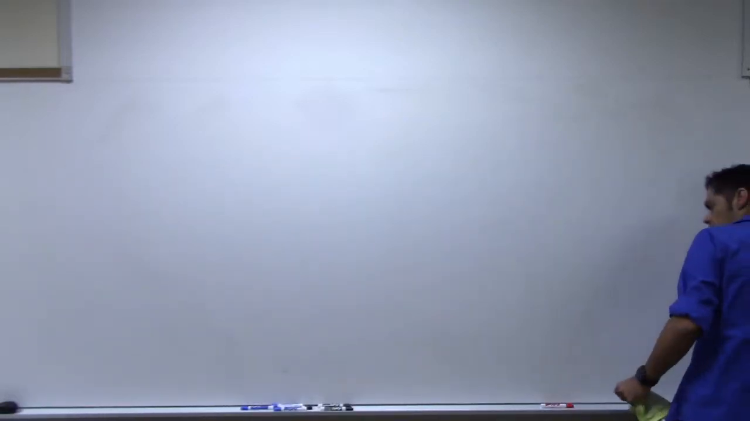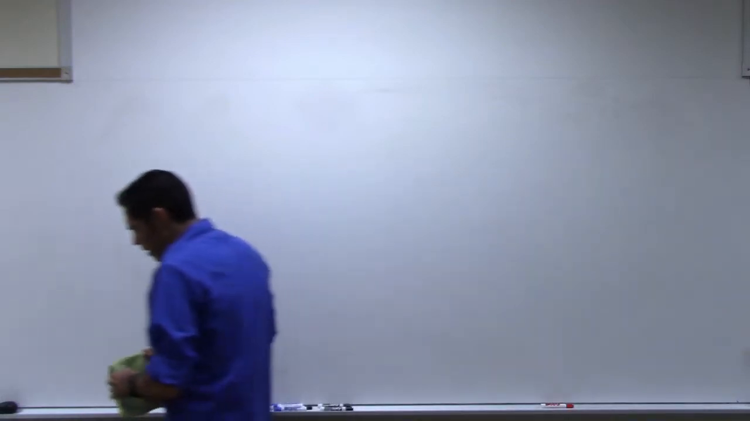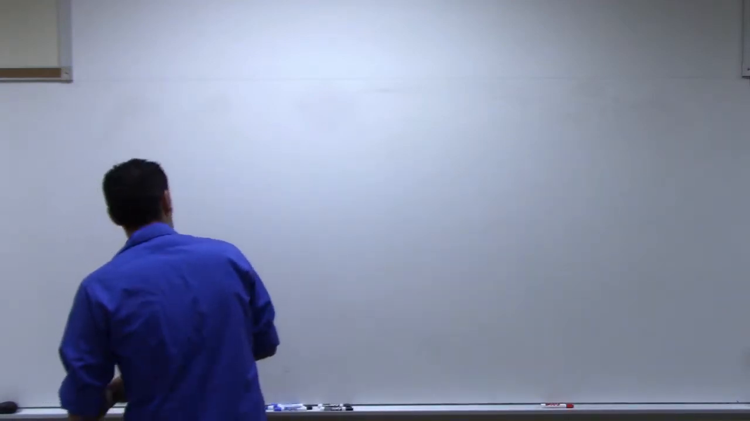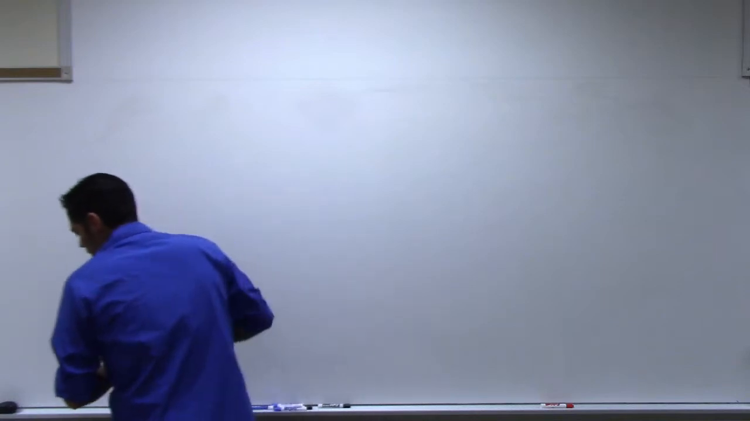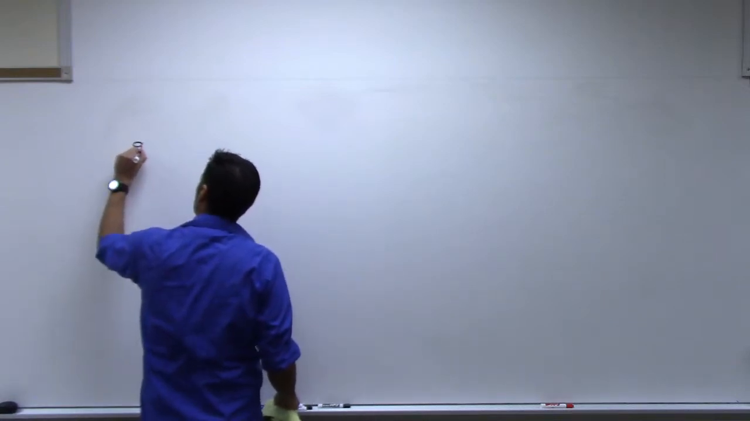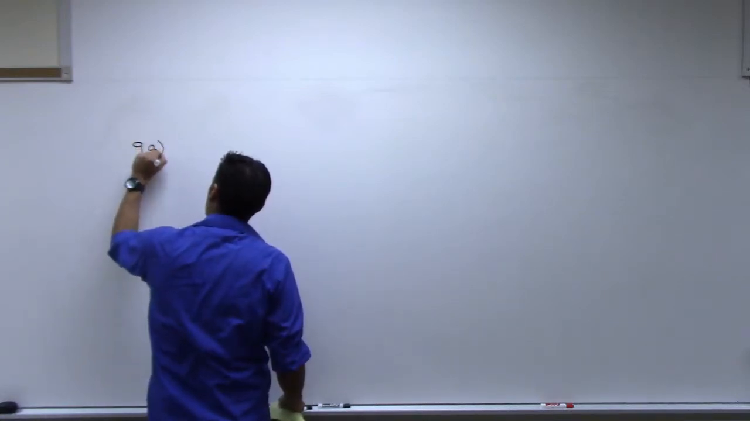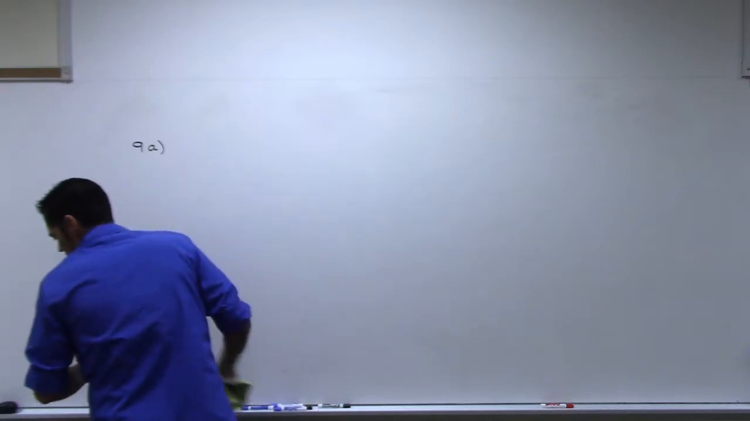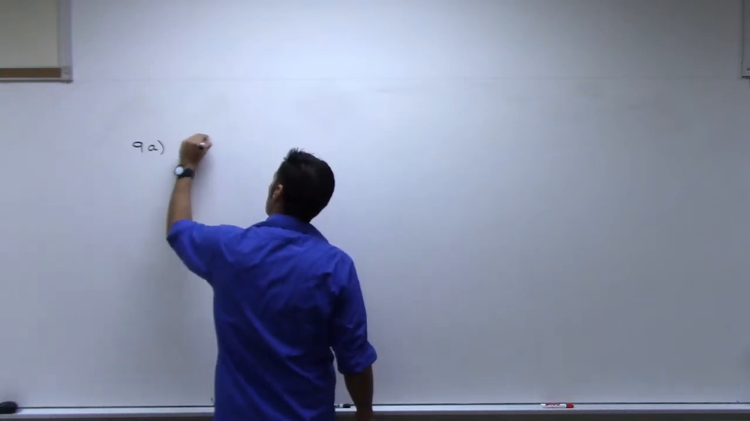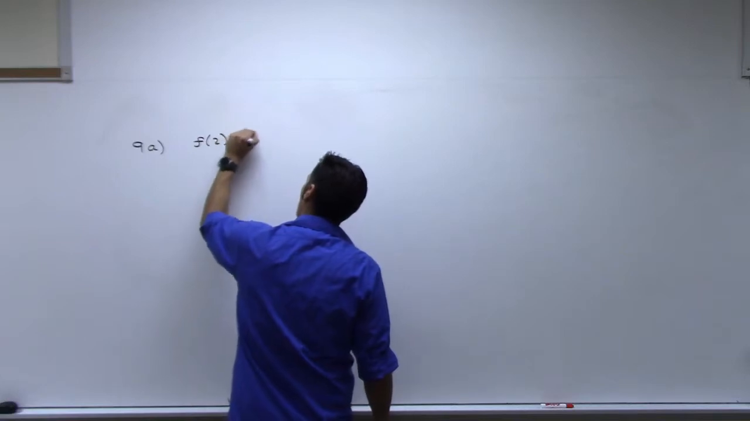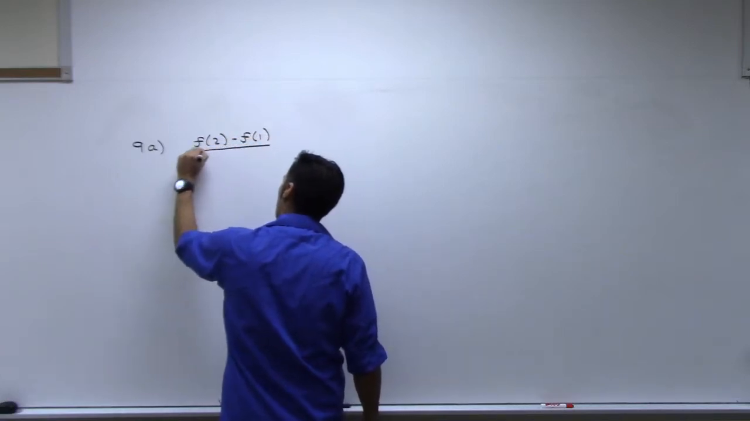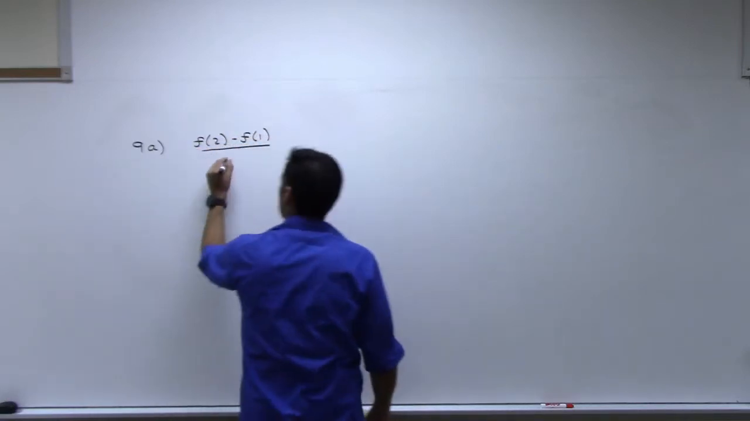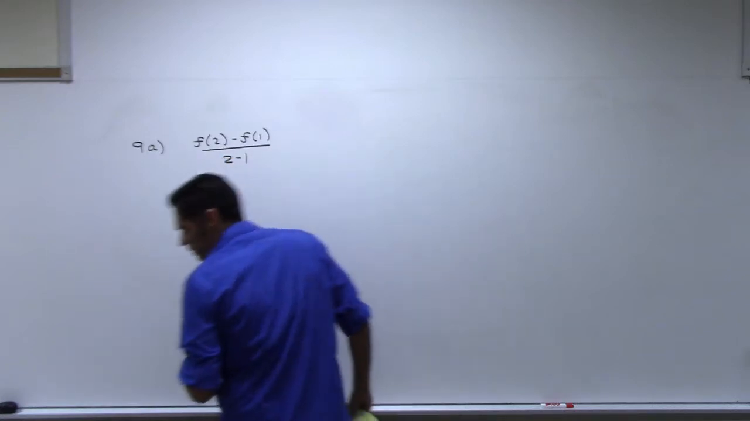All right, going to be working through the homework solutions here for section 10.4, which is the derivative. And we're going to be starting with problem 9a. That's all we have to do for this one. And we're asked to find f of 2 minus f of 1 over 2 minus 1.